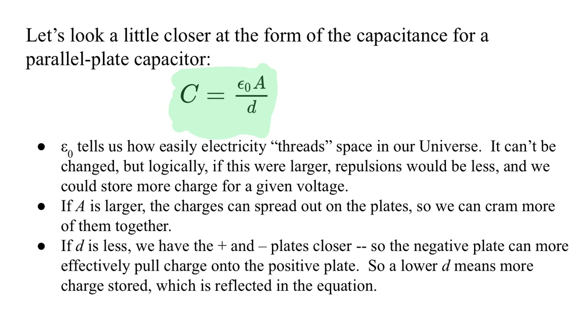All right, if A is larger, then the charges have more places to spread out. The larger the area, the further apart they can get on the plate, and therefore the less they're affecting each other, so the more you can cram on before they repulse back. So that makes kind of sense. If D is less, it gets a little weirder. Like, why does a smaller distance have this effect? But when D is lesser, then the positive and negative plates are closer. So the negative plate can sort of effectively pull some more charge onto the positive plate.